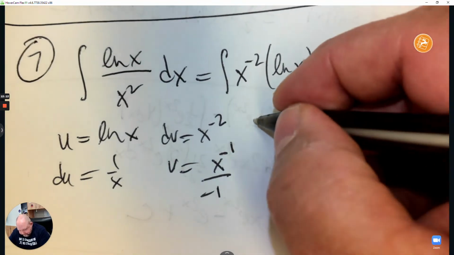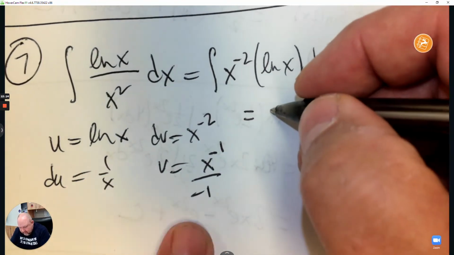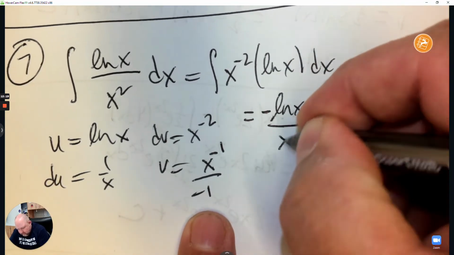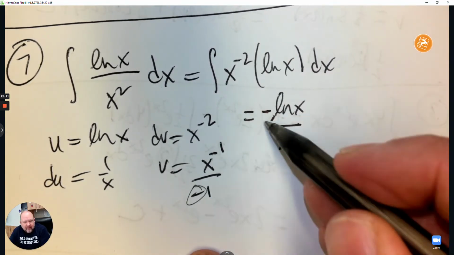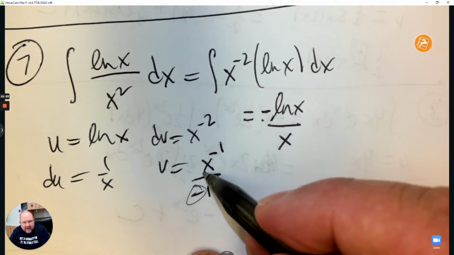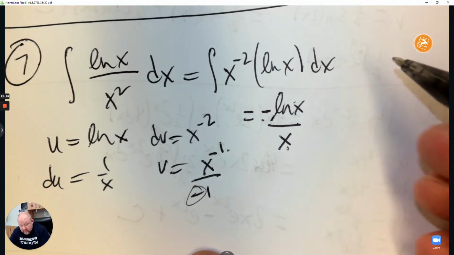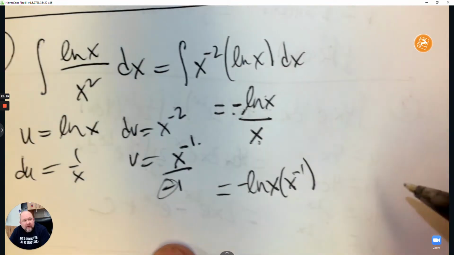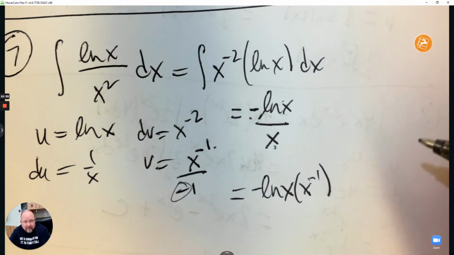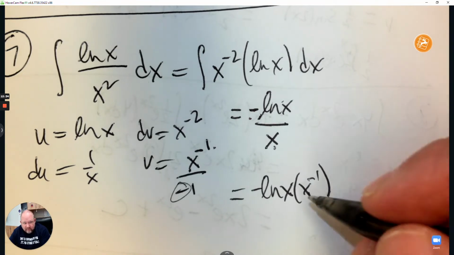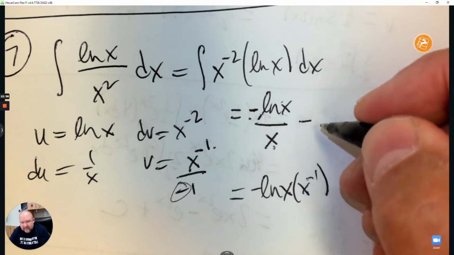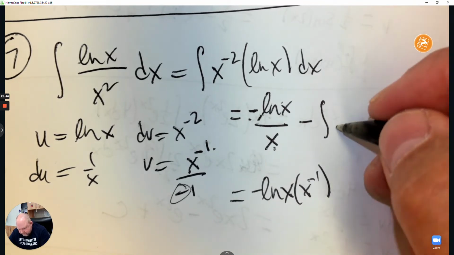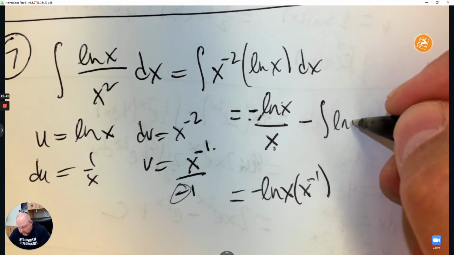Now the rule. So u times v. So it's going to be negative, and instead of x to the negative 1, I just wrote it as a fraction. You could also write it this way. Both are the same thing. It's good to know they're both the same thing, especially for multiple choice, to know that you could match up if you had to. Subtract. Now I'm going to integrate v du.